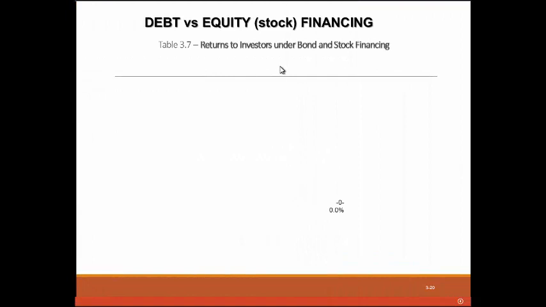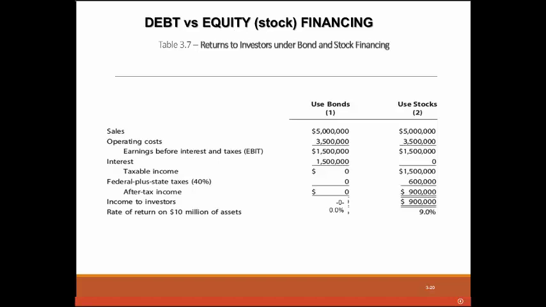Now let's take a look at one other topic, the income that a company would have when it finances assets through debt versus the income the company would have if it financed assets through equity or stock. It can be significant. So let's take a look at an example that's in the textbook.